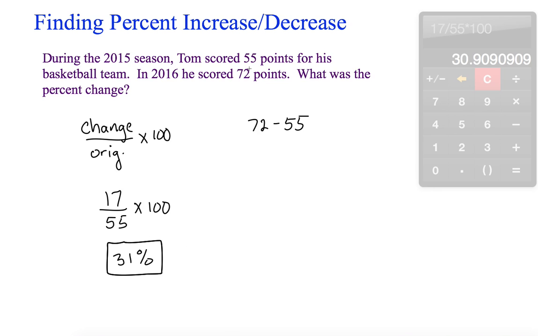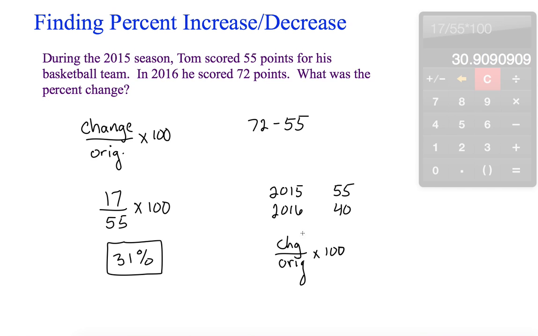Now again, let's just look at the same exact problem. We can change it around. Let's just say that in 2015, he scored 55 points, but now let's say in 2016, he only scored 40 points. All right, so I'm going to do the same exact process. I'm going to find the change, divide that by the original, and multiply by 100.